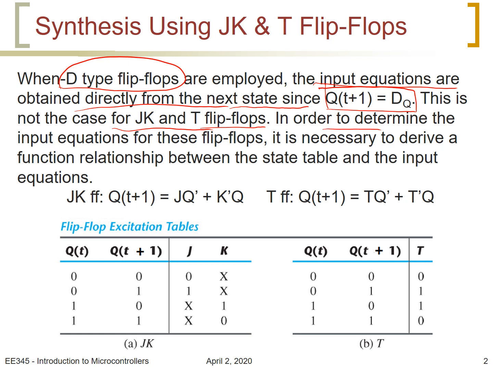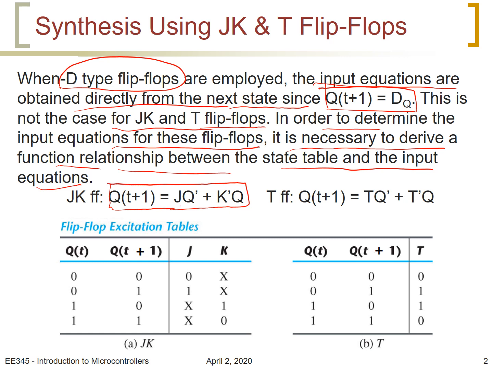In order to determine the input equations for the JK and T flip-flops, it is necessary to derive a functional relationship between the state table and the input equations. We know from before that for JK flip-flops, the output Q at time t plus 1 as a function of the inputs J and K, and the present state Q, is equal to JQ prime plus K prime Q. And for the T flip-flop, Q at time t plus 1 equals TQ prime plus T prime Q.